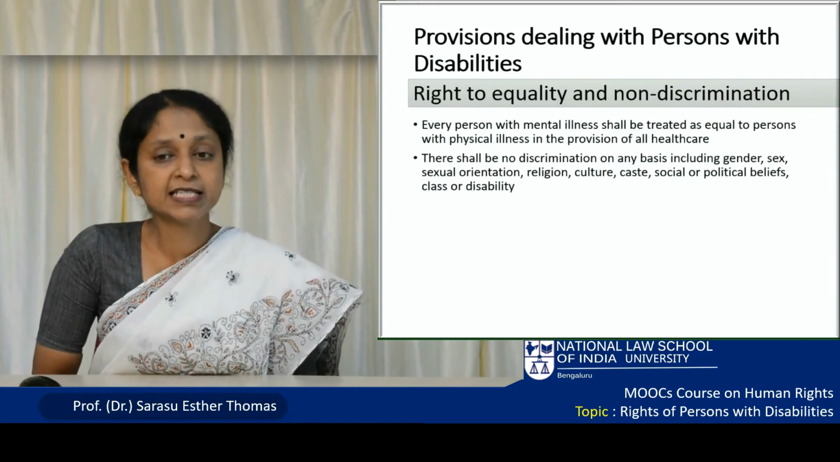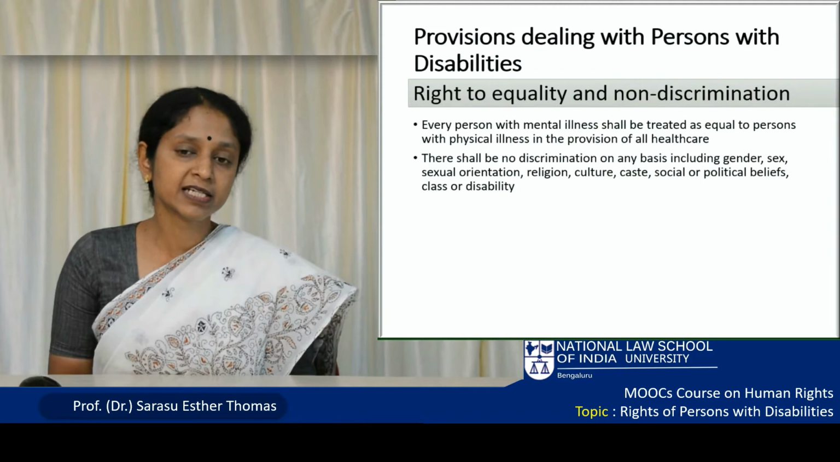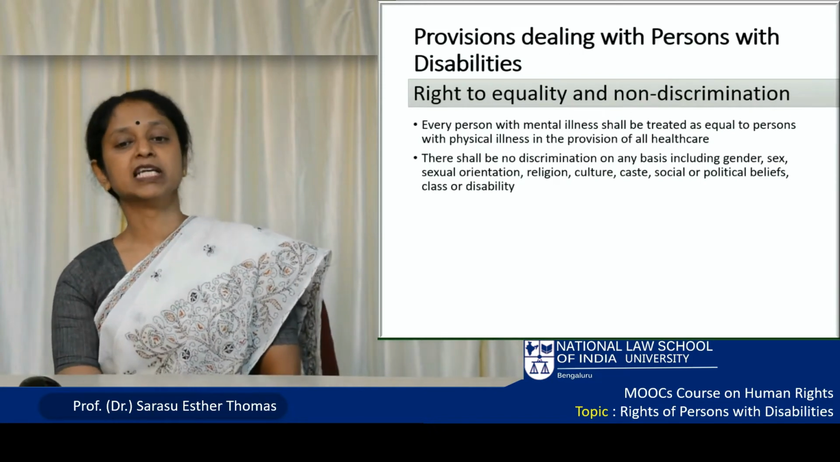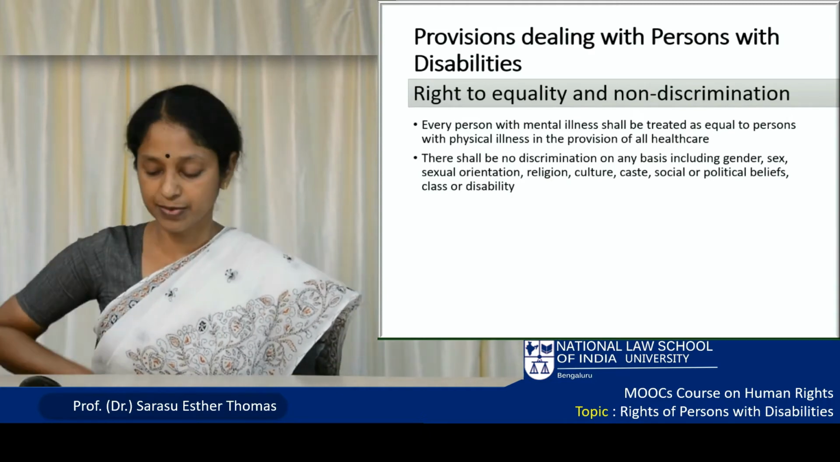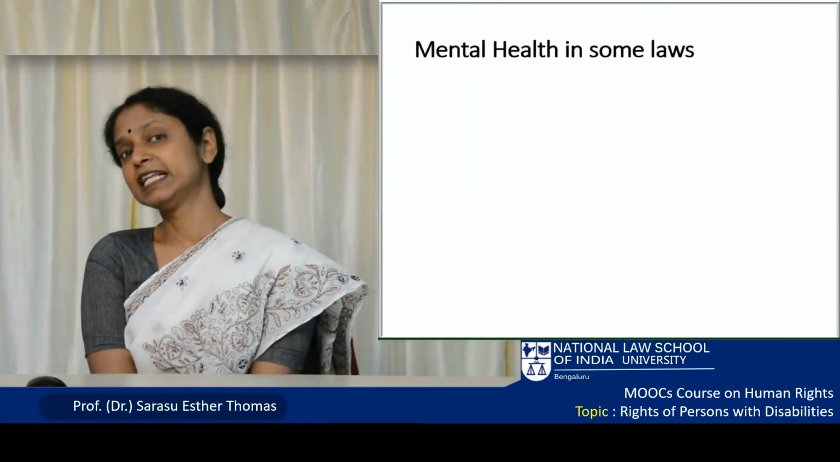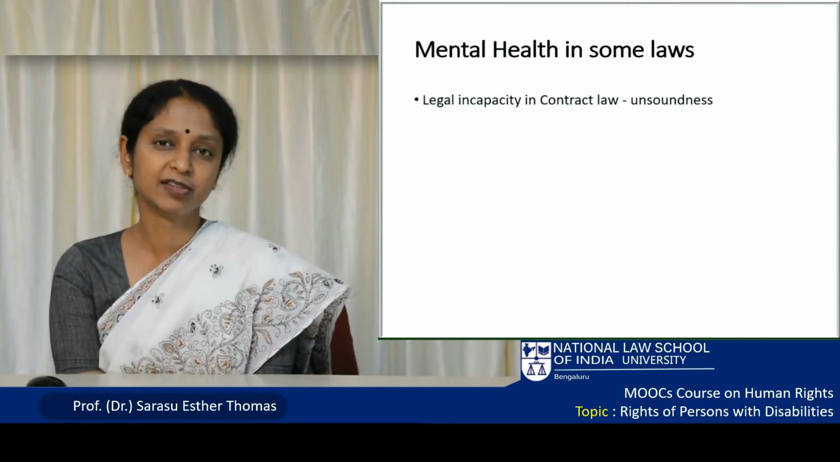It specifically says that there should not be discrimination on any basis, including gender, sex, sexual orientation, religion, culture, caste, social or political belief, class, or disability. Look at how mental health is treated in some laws, just to get an example of how it works.